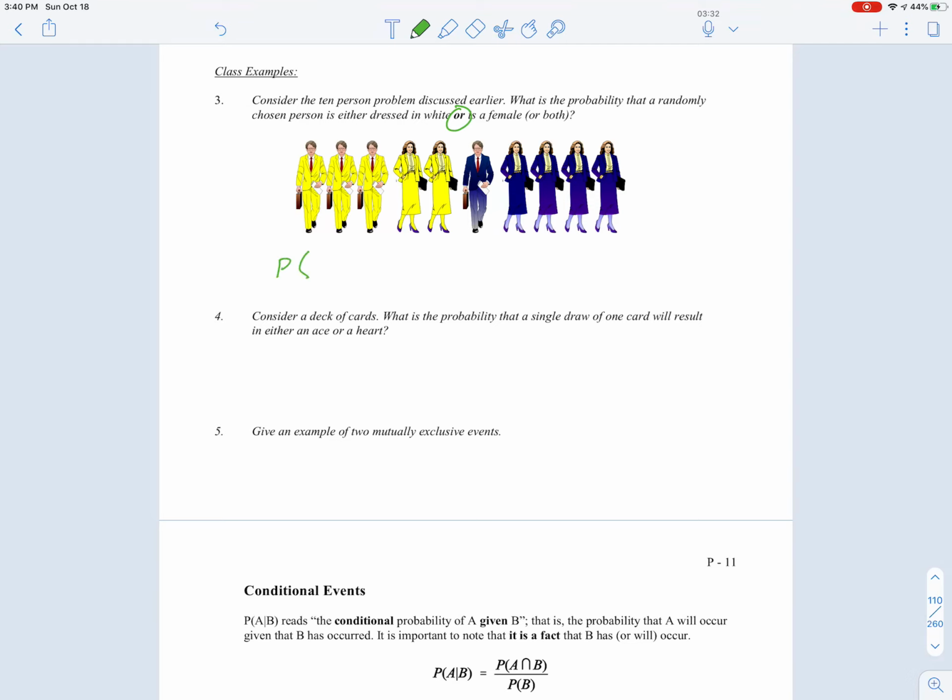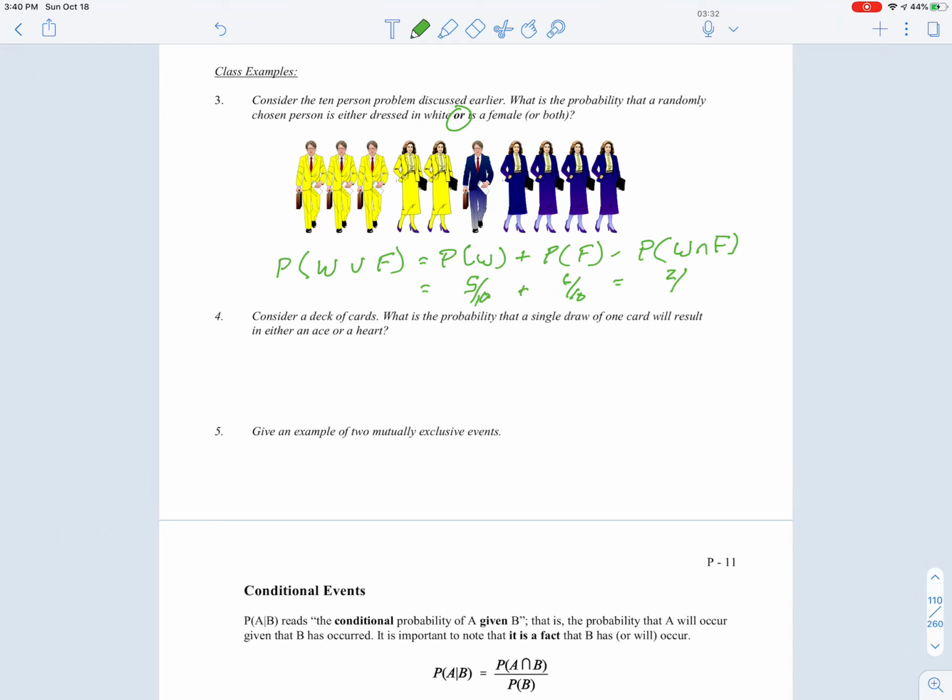And so we're taking a look at the probability that a person is dressed in white or is female. And so that's equal to the probability that a person is dressed in white plus the probability that the person is female minus the probability that the person is dressed in white and is female. So the number dressed in white is 5/10. The number of females is 6/10. So right away you're already at 11/10.